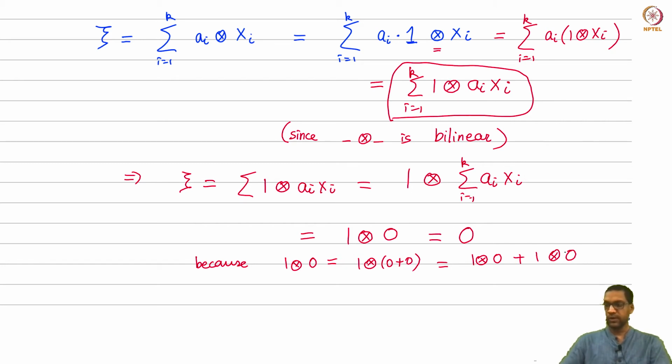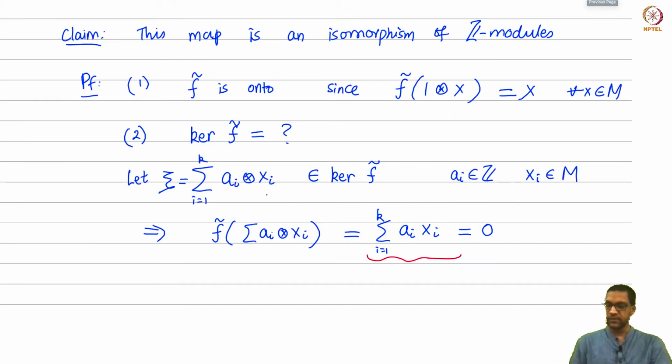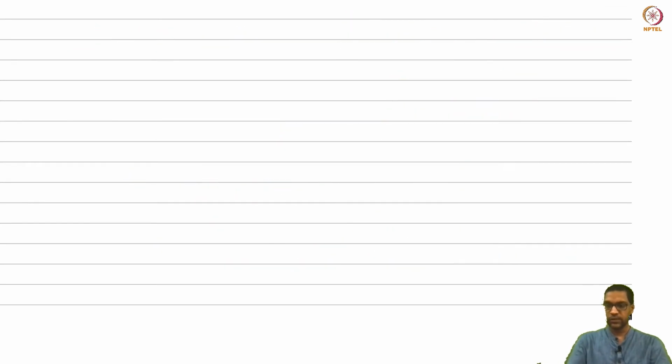So therefore what have we done? We started out with an element of the kernel and we showed that that element is just the 0 element. Therefore the kernel is 0, which implies f tilde is also 1 to 1. Okay, so it's an injective map if you wish. So it's a 1 to 1 and onto map, therefore it is an isomorphism. Okay, which is what we needed to prove.